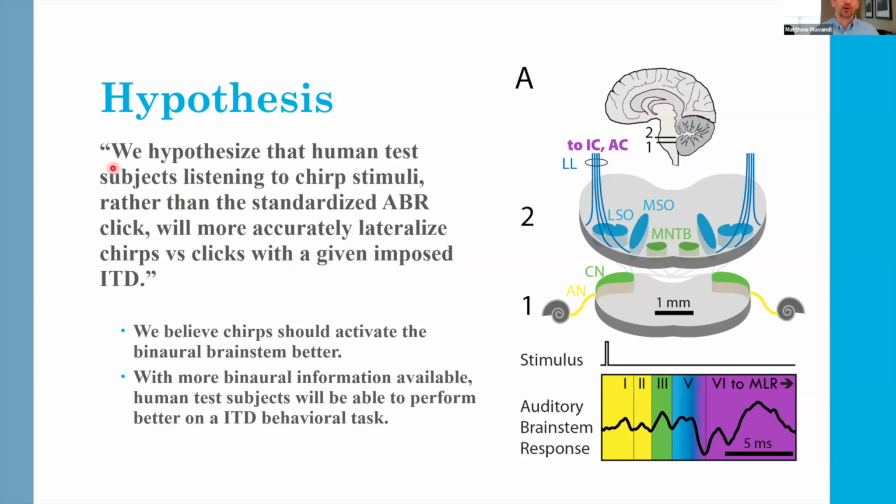My hypothesis when we first started brain skimming the project was that human test subjects listening to a chirp stimulus rather than the standardized ABR click will more accurately lateralize chirps versus clicks with a given imposed interaural time difference. So we believe that the chirp should better activate the binaural brainstem, and then with more binaural information available, human test subjects will be able to perform better on an interaural time difference task.